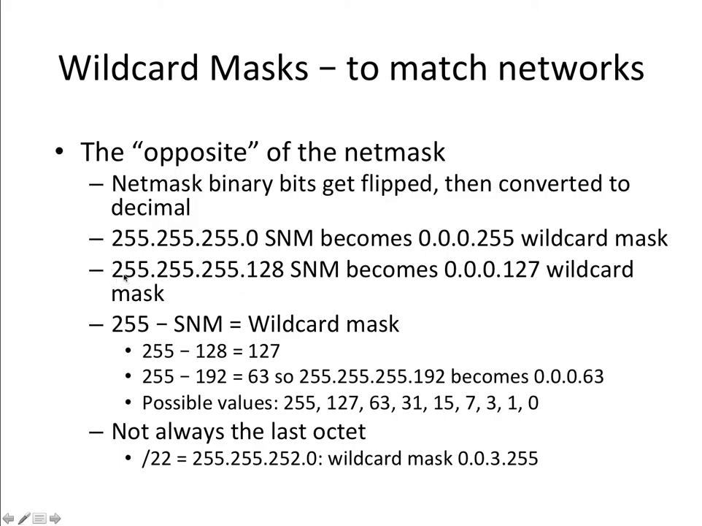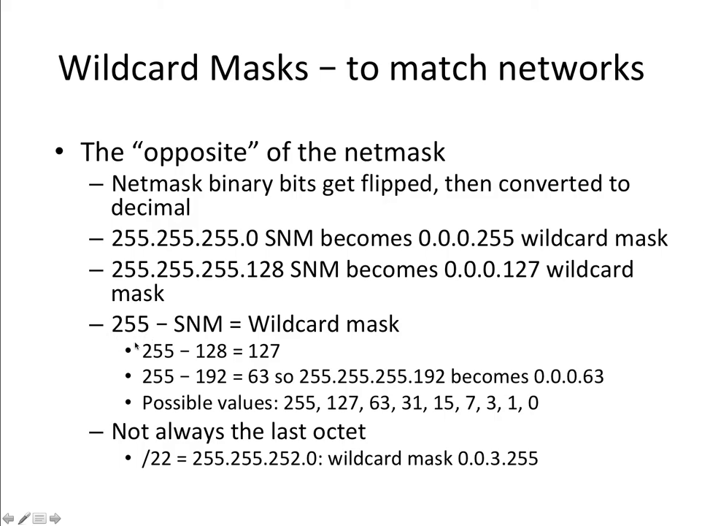The place it gets tricky is when we have a subnet mask that doesn't line up on a byte boundary where the dot is. So we have 255.255.255.128. Then the wildcard mask becomes 0.0.0.127. If we remember, 128 in binary is a 1 followed by 7 zeros, right? So we flip that 1 to a 0 and flip those 7 zeros to 1s, convert that back to decimal, and we get 127. So that's the binary way.